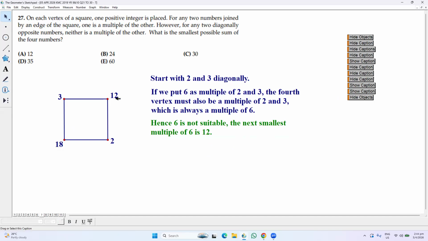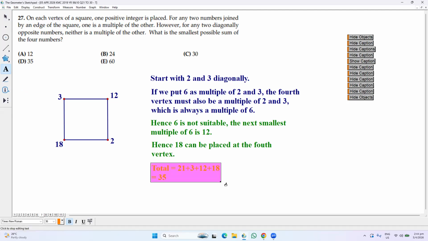What is the smallest possible sum of the four numbers? 18 is the choice, and then add up 3 plus 12 plus 2, it must be put there, equal to 35. Answer 35.